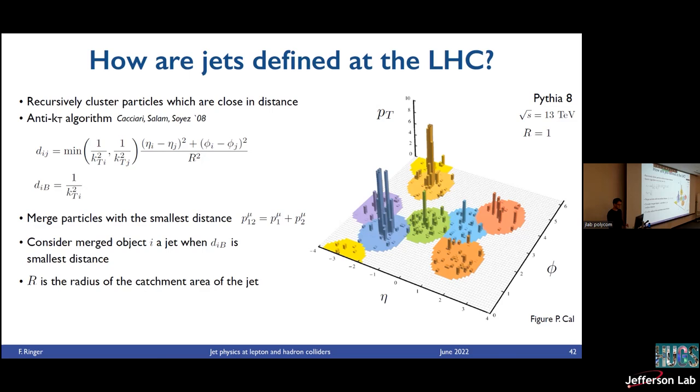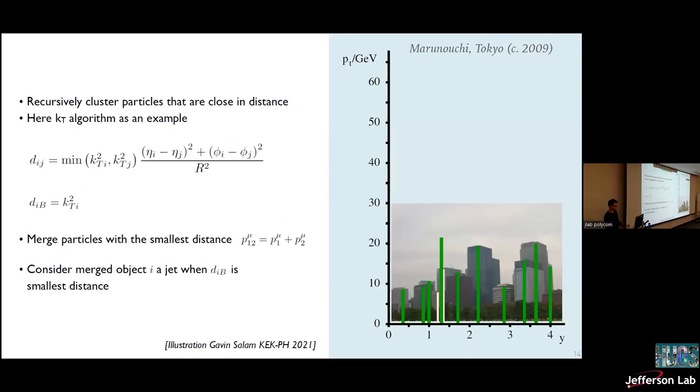Oh, so it's because of this. You always look at all of them. You have a gigantic list that includes both pairwise distances and beam distances. And it just so happened that at some point a beam distance is the smallest. That's because this has this additional factor here. Whenever this becomes larger than one, if you compare it to this, then the beam distance will be the smallest. But whenever the distance here in rapidity and phi is smaller than R, this is a quantity that's less than one, making that distance very small, and that will be picked first. Only when that quantity is larger than R will the beam distance be picked. And that's what happened here.